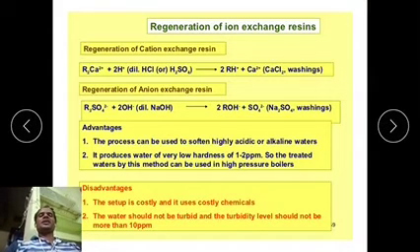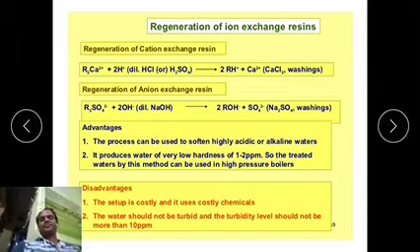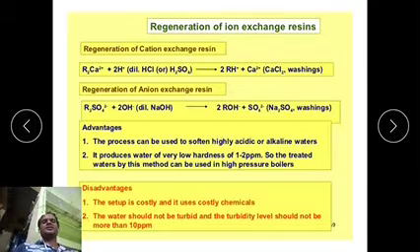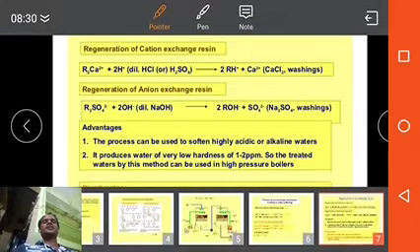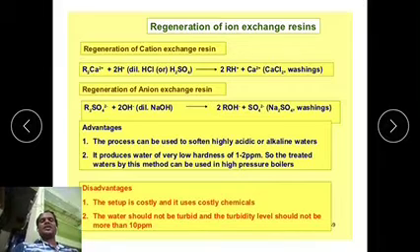Regeneration of the cation exchanger is required in its container, and the anion exchanger also requires regeneration in its container. This can be done by passing dilute acid through the cation exchanger and dilute base through the anion exchanger. We get back the cation exchanger resin and anion exchanger resin. Those reactions we can observe in these equations.